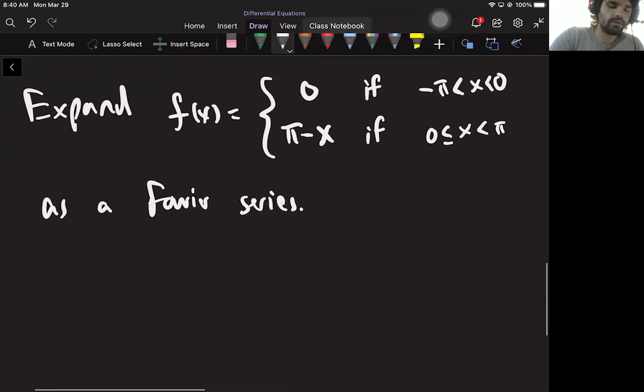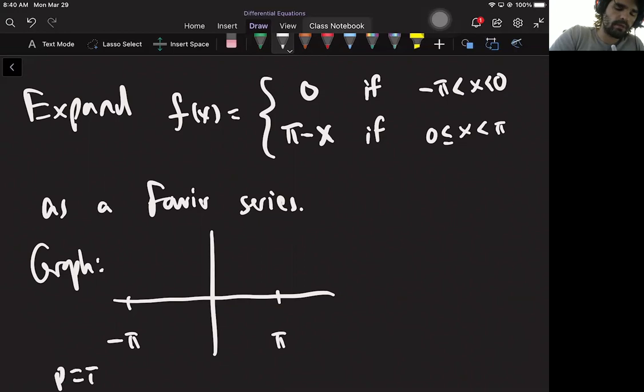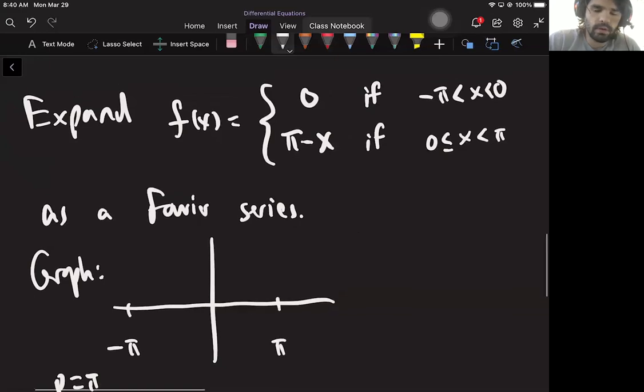So let's just graph it first, just to see what we're dealing with here. We're going from negative pi to pi. So that already tells us that our p is pi in that big formula above, which you should also think about as the period of the function, because it's going to end up repeating itself after this amount. So anyway, that's p. What does this look like?